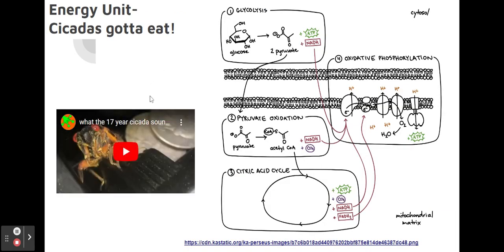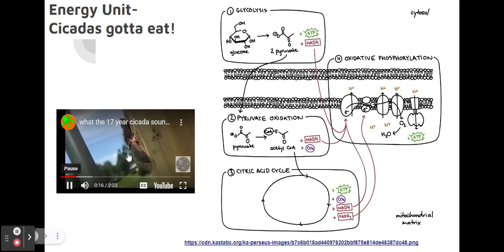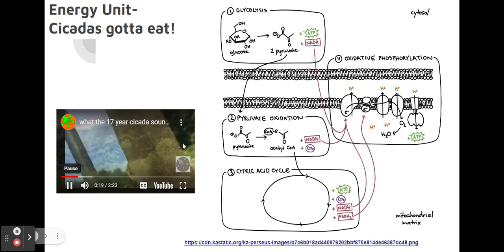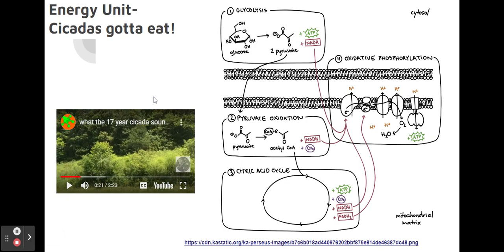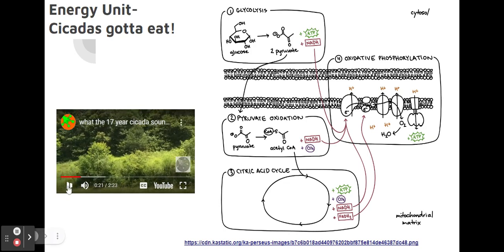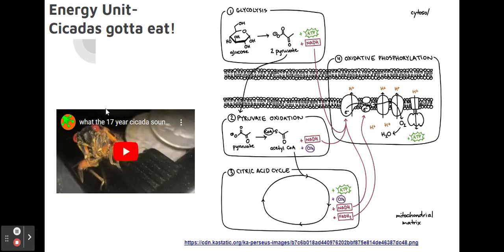So all of this stuff is going to take lots and lots of energy, and cicadas, let me see if I can get this to work. They make this noise. It takes lots and lots of energy to make this noise. I'll maybe play a little more. Lots and lots of energy to make that noise. So you're going to need to get that energy from somewhere. And the cicadas, they're getting it from sugars. They're getting it in the xylem of trees, especially underground, but eventually in leaves.